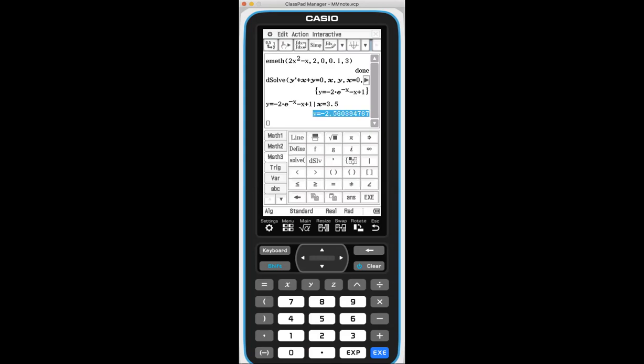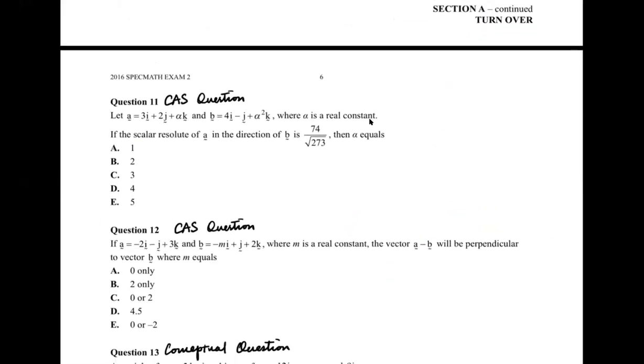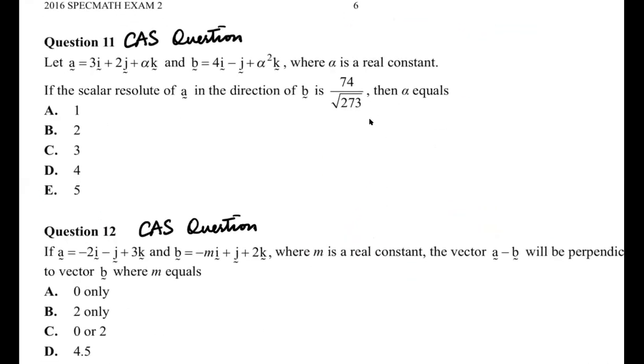Right, moving on to the next question. Question 11, a typical CAS question. You could perform some by hand calculation, but it would be painful. So what is your scalar resolute? What is the formula for that?